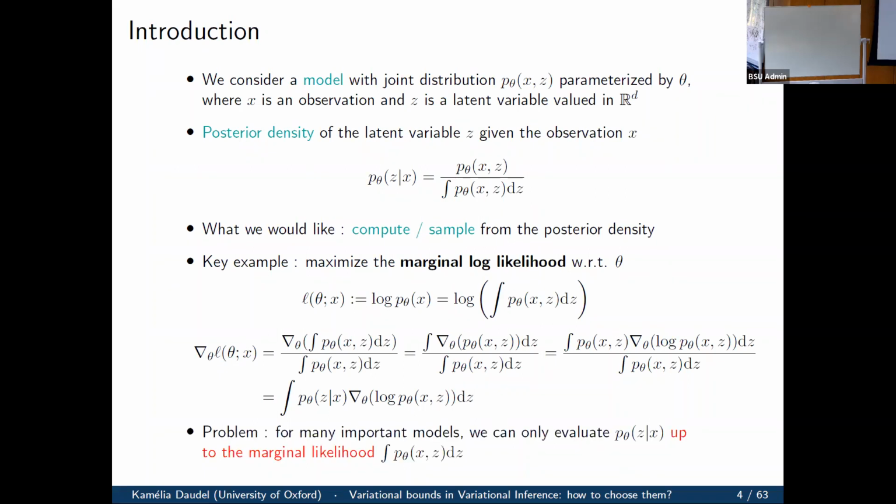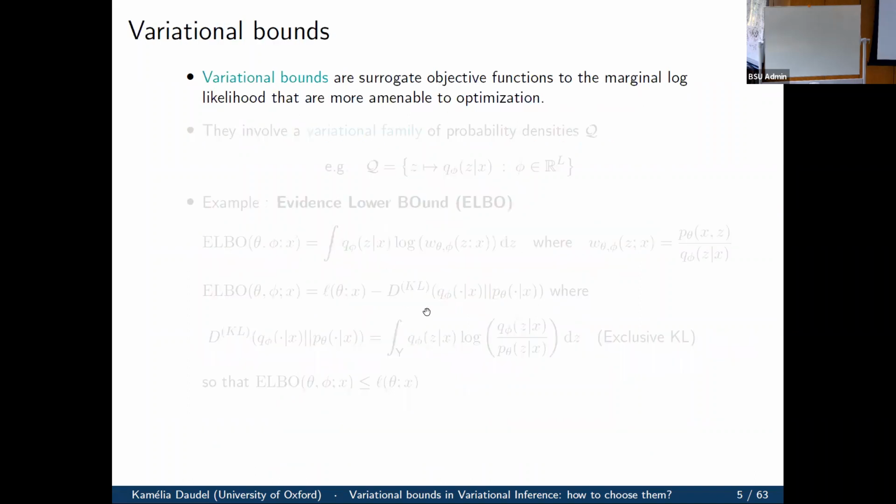The unfortunate part of this is that for many important models, we're not able to sample from the posterior density. However, we do not despair because we're in a masterclass about variational inference. So we're going to be trying to maximize this marginal log likelihood using variational inference methods. More specifically, and this is the topic of this talk, we're going to be interested in variational bounds, that is to say, surrogate objective functions to the marginal log likelihood that I will be able to optimize in a more tractable, let's say, easier manner.